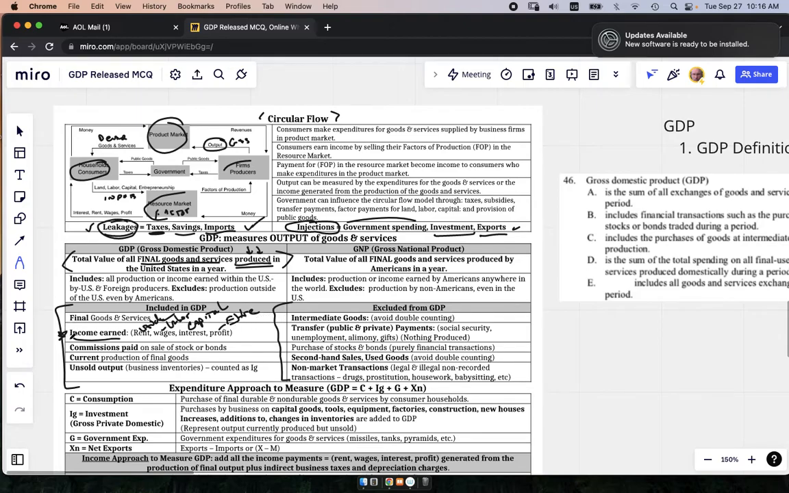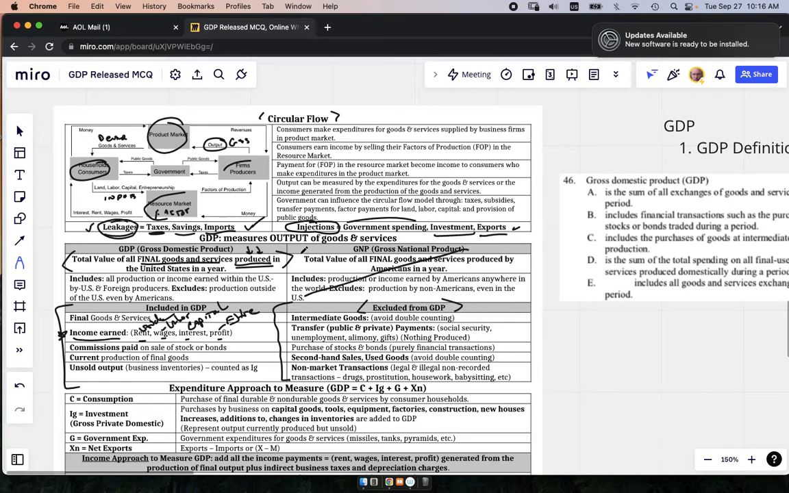Does the College Board test this very heavily? I've never seen it tested heavily. I mean, they could test it, but I've never seen it. But you should just have that in your brain. Know those factors of production: land, labor, capital, and entrepreneurship. Know how they're paid: rent, wages, interest, and profit. Easy enough. Let's jump to the excluded side because I think that's what's really important here.